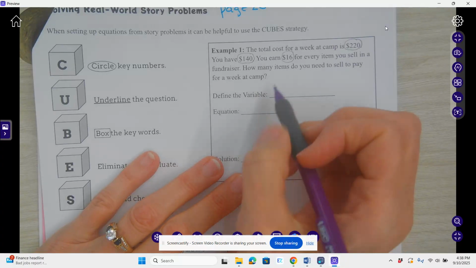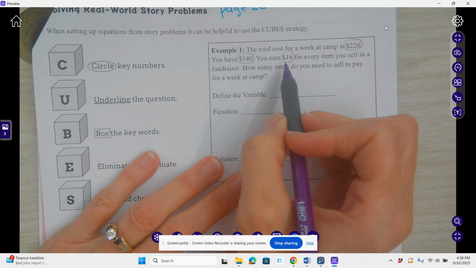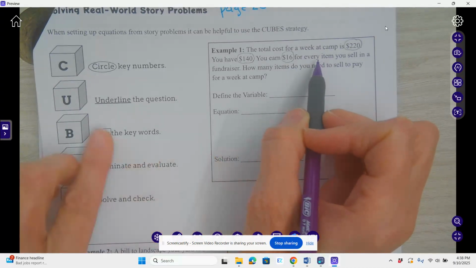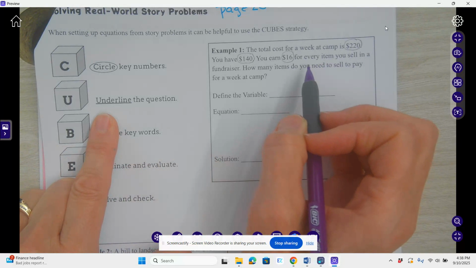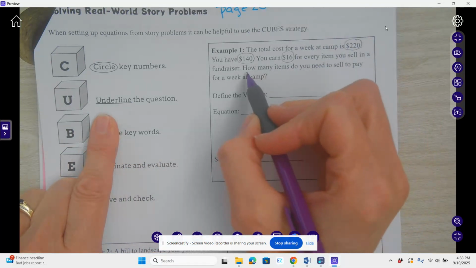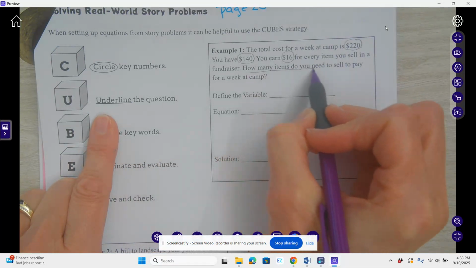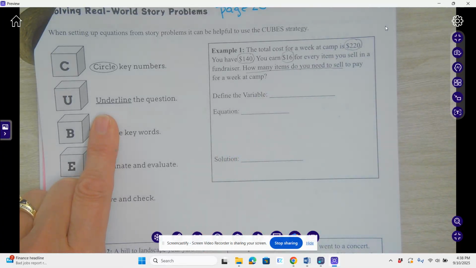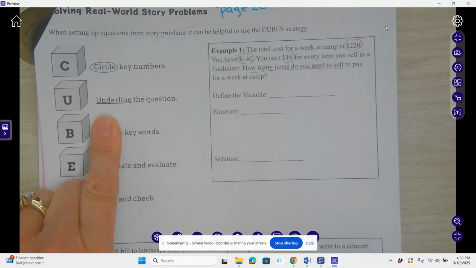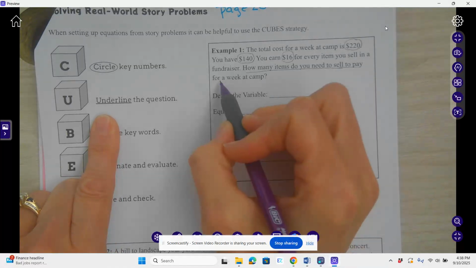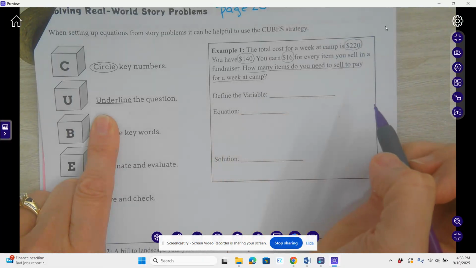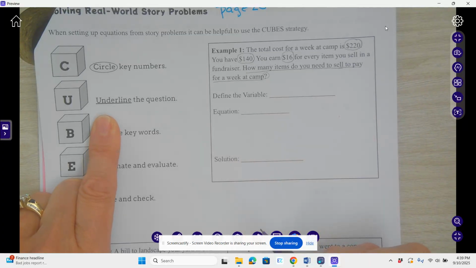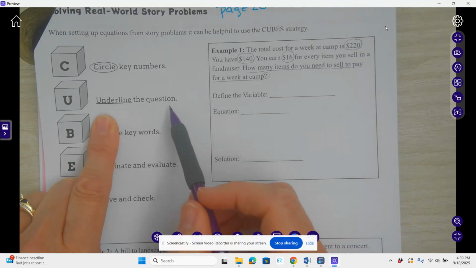So it sounds like you need to pay for camp and you are doing a fundraiser and you're earning some money every time you sell an item. And the next thing that it directs us to do over here is underline the question. So this says, how many items do you need to sell to pay for a week of camp? That's the question, so I would underline that. Notice it has the question mark at the end. That's a clue that that is the question that you're answering.